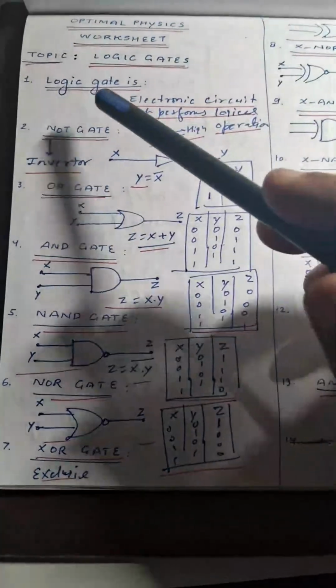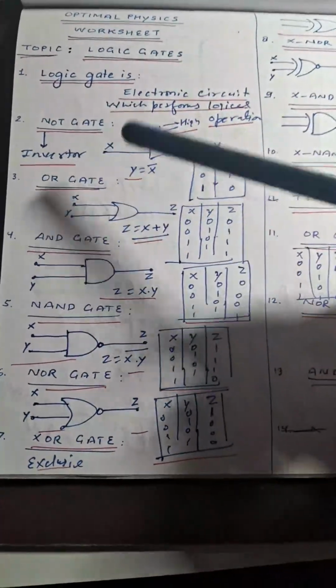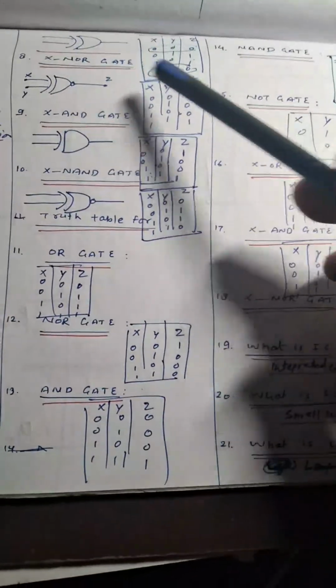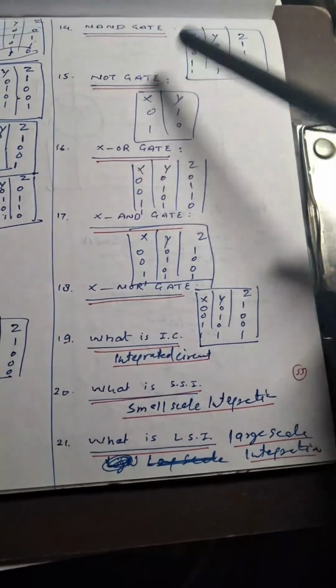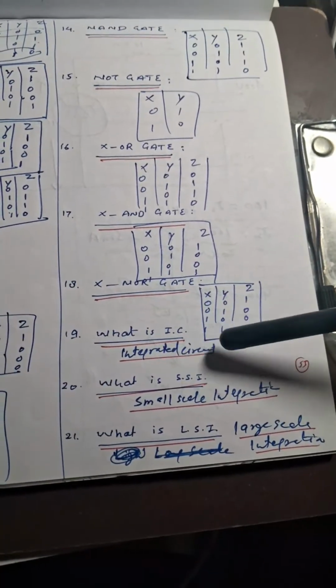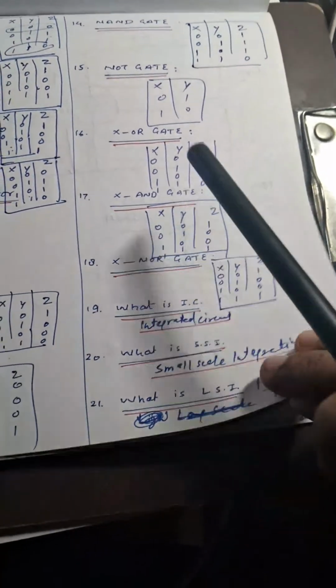Then there is another worksheet on logic gates, various gates: NOT gate, OR gate, AND gate, NAND gate, NOR gate, XOR gate. Then their truth tables and logic symbols, and finally various other gates are there. Kind of questions about integrated circuits, small scale integration, large scale integration.